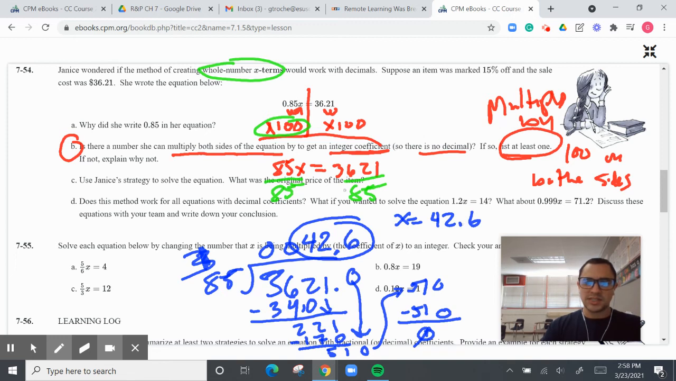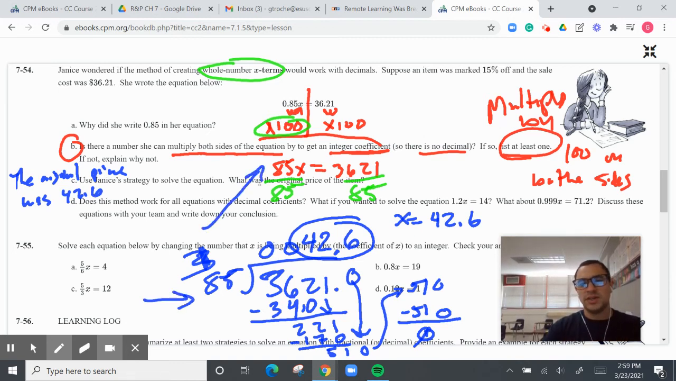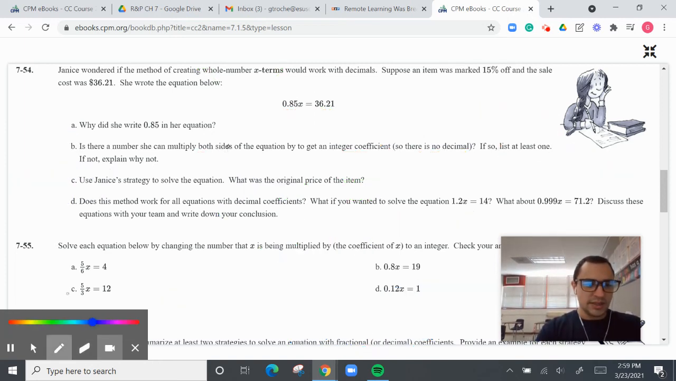All right. What was the original price of the item? The original price was $42.6. And you want to be making sure you're showing your work, everyone. You need to write all this stuff down. That's the only way you can use this for your tests and your notes. All right, so that's C. Let's go ahead and erase this and go to D.